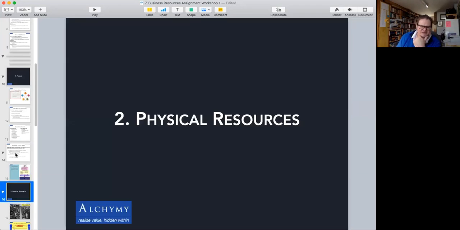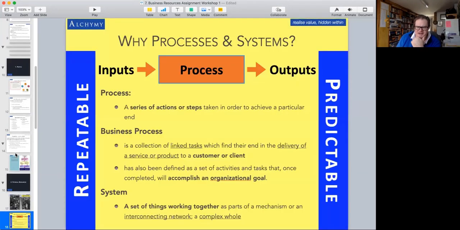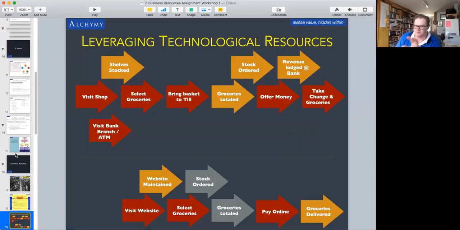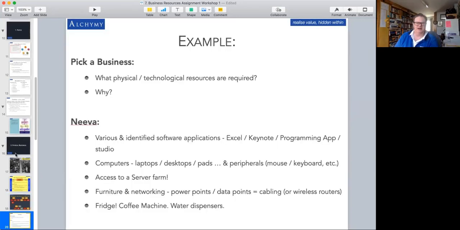The second task around physical resources, we talked about production lines. We talked about this core inputs, process, or operations, outputs piece. And I suppose my view on the predictability and repeatability of that. We gave an example of leveraging technological resources. And so what you might want to do is pick a business that you were aware of and think about the technological or physical resources required.